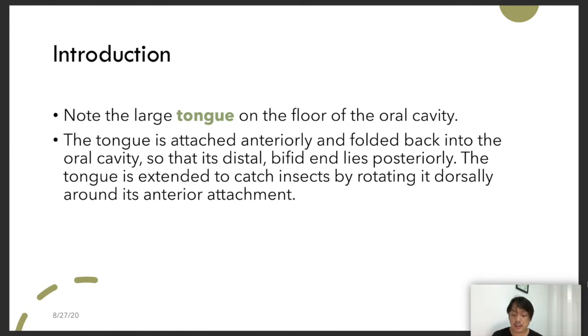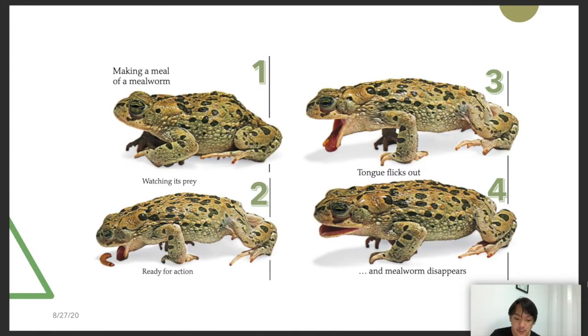For this type of prey capture, this image shows a toad making a meal of a mealworm. When it's ready for action, in number 2, the tongue flicks out, and the mealworm disappears. So the tongue is used to grasp or hold the food going into its oral cavity.